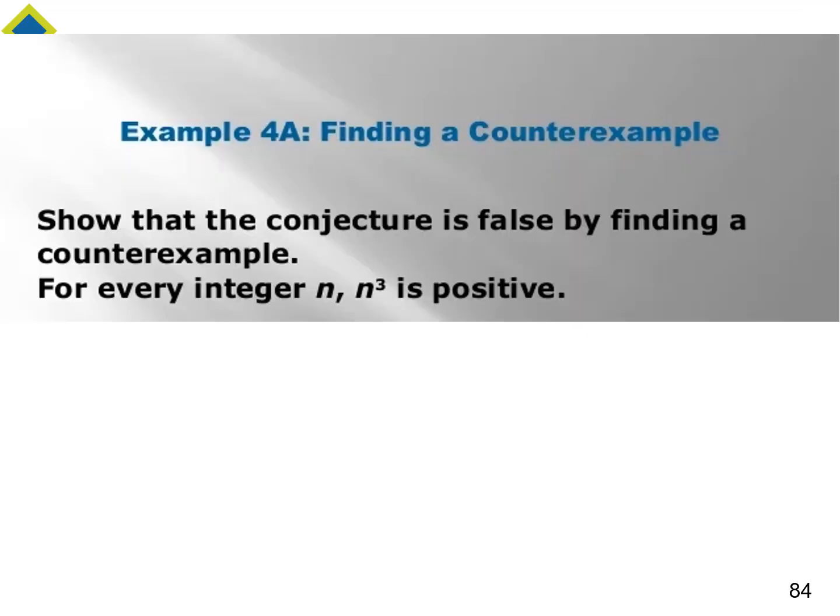Example here: for every integer n, n to the power of 3 is positive. Show that the conjecture is false by finding a counterexample. So what is the value of n to make it a counterexample? Try by yourself first. Just replace the value of n.